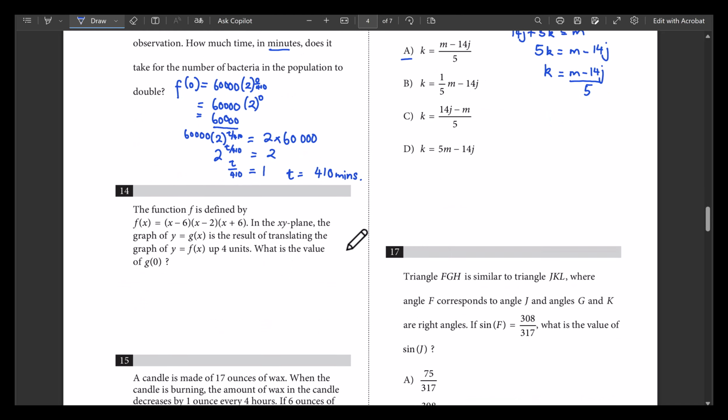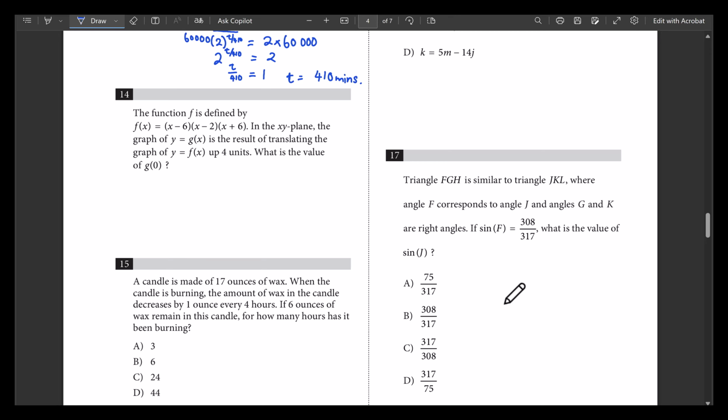Number 14, the function f is defined by f of x is equal to x minus 6, x minus 2, x plus 6. In the xy plane, the graph of y is equal to g of x is the result of translating the graph of y is equal to f of x up 4 units. What is the value of g of 0? We are going to calculate f of 0.